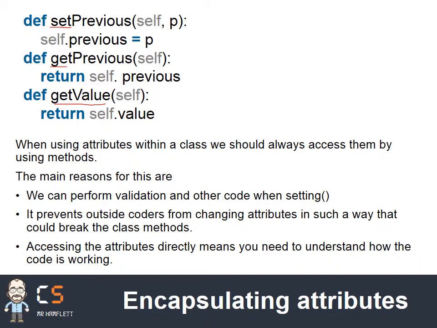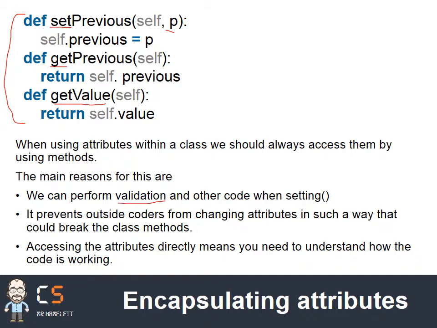Okay, so here, instead of just simply using attributes directly, I've applied some kind of wrapper class methods to allow access to it. So the reason why we do that is because we can perform validation on it. So let's say I try to set a previous that wasn't a node. I could possibly put some validation in there to check that. What if there wasn't a value in this node? Maybe I could do validation there. Okay, so it allows me to do some validation.